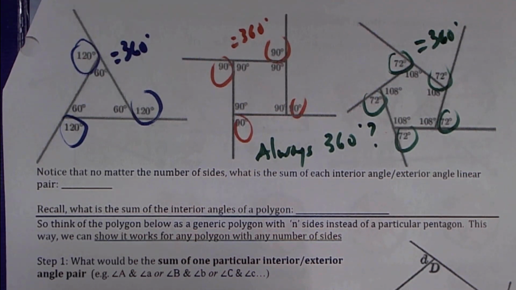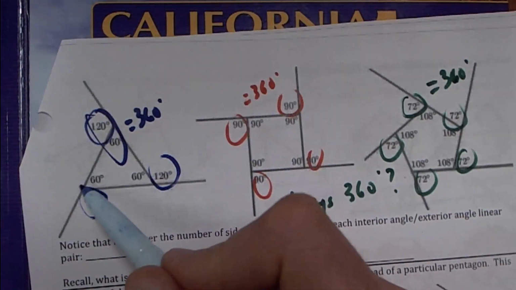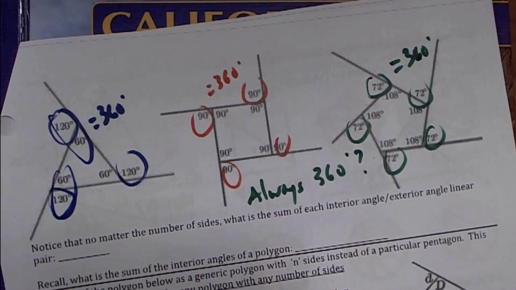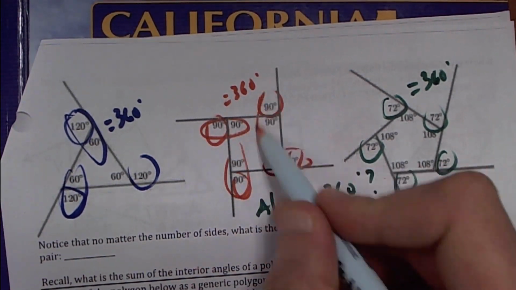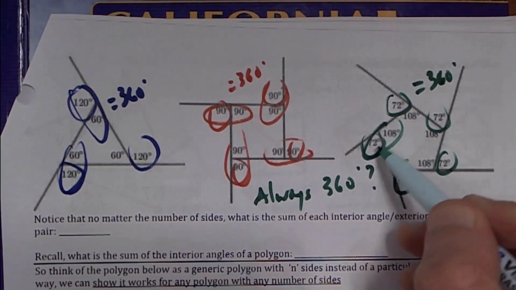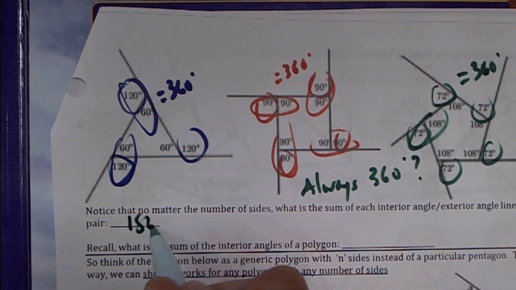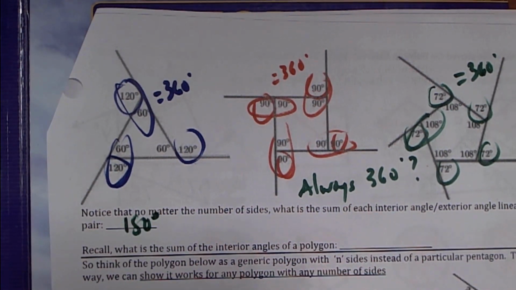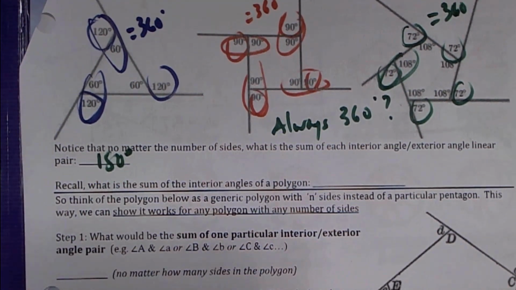Okay. So notice that no matter the number of sides, the sum of every interior and exterior pair, right? What does this sum have to be no matter what? No matter if you have a 3-sided figure, or 4-sided figure, or a 5-sided figure, right? And that makes sense, right? These are all linear pairs, always a linear pair. So this has to be 180 degrees, right?